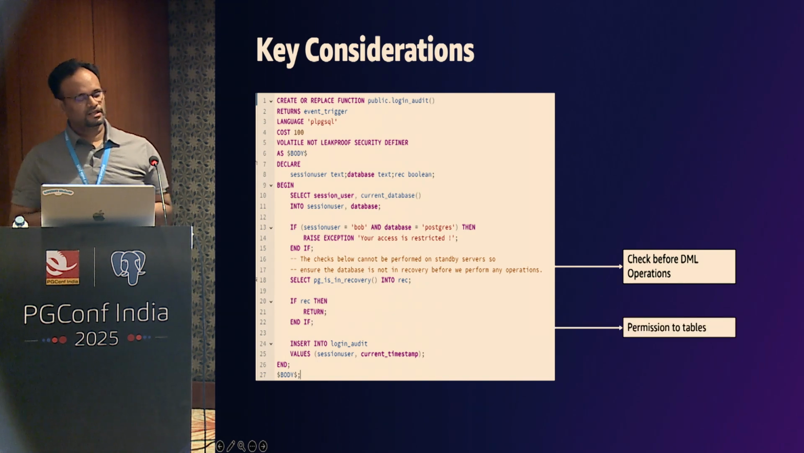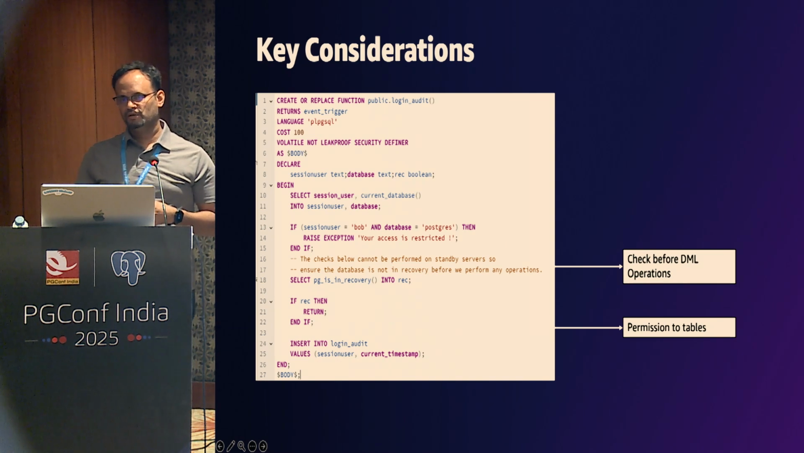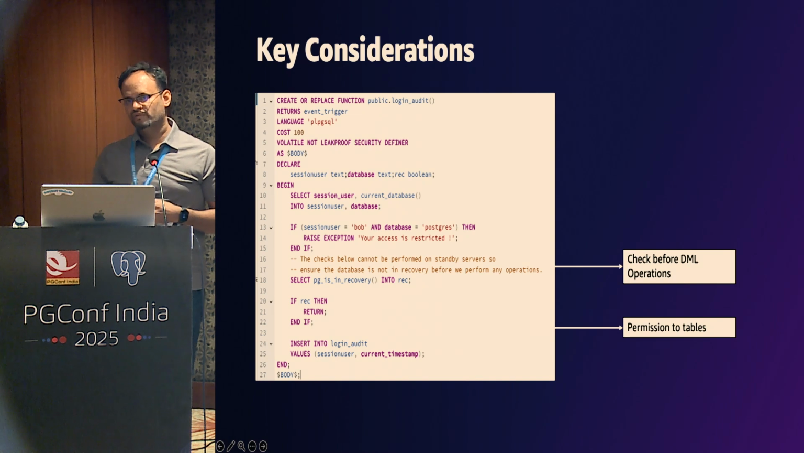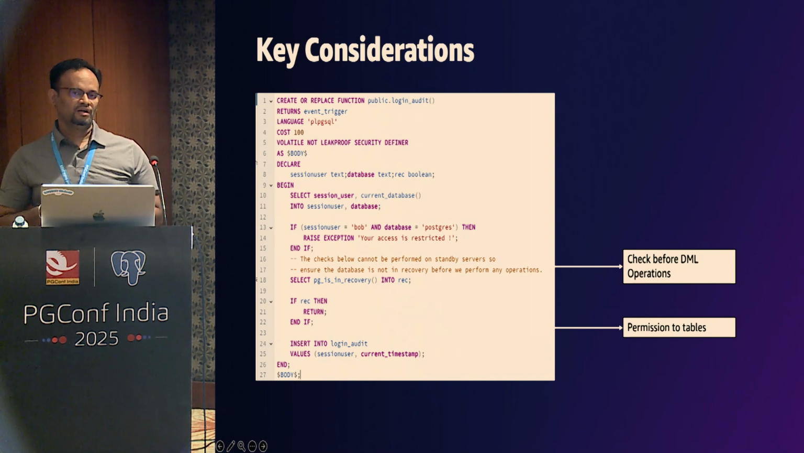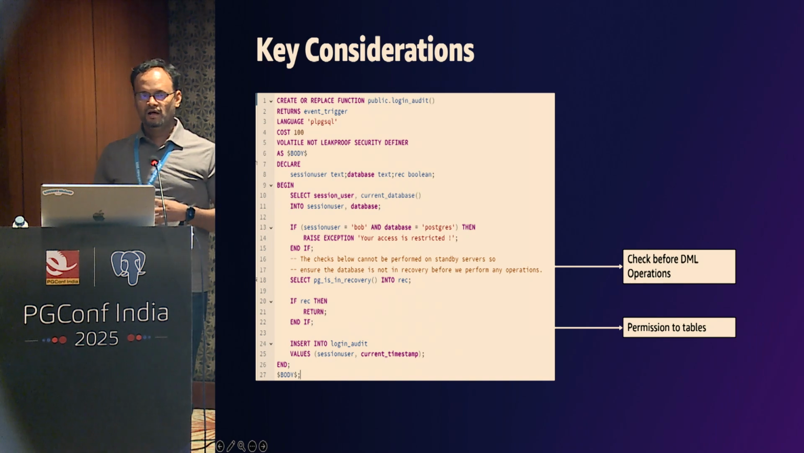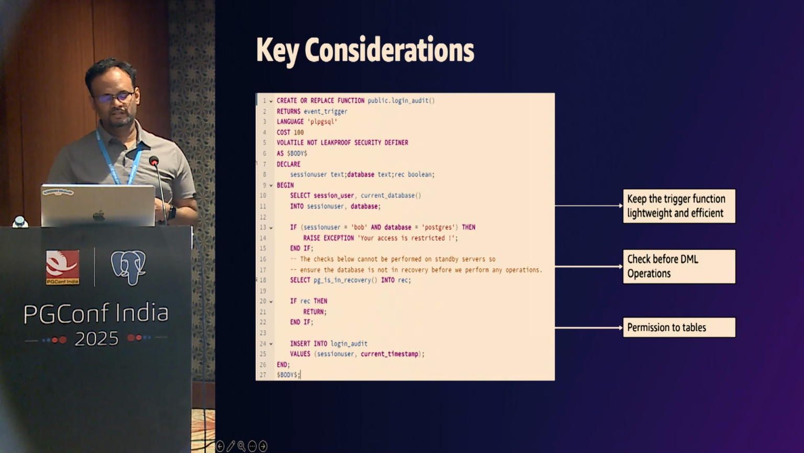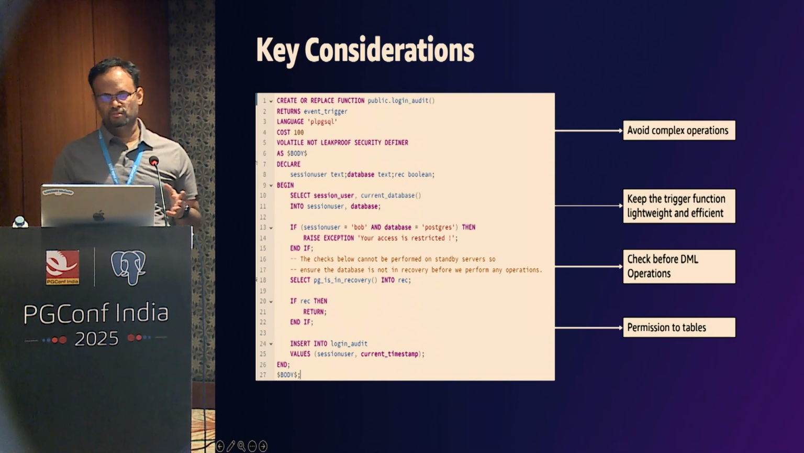And the other thing is that since logon trigger will be fired for all the users logging into the database, either you give the permission to all the users or define the function as security definer so that the function runs with the permissions of the function owner. And always keep your trigger function lightweight so that there are no delays, and don't add too much business logic in the trigger. Keep it simple.